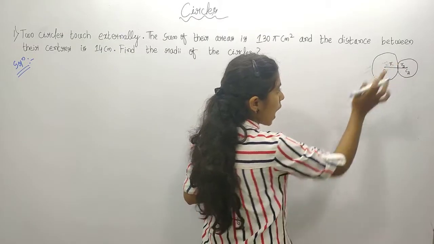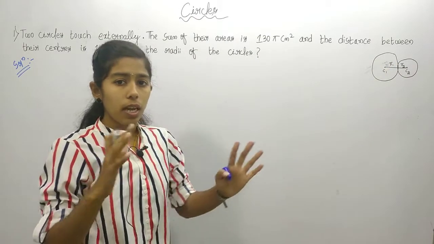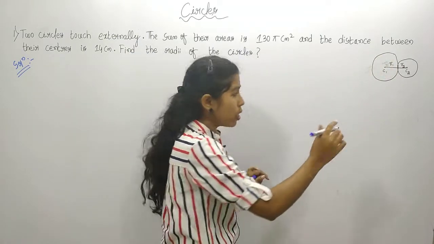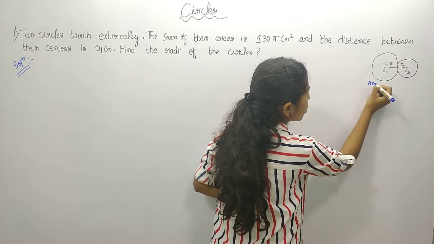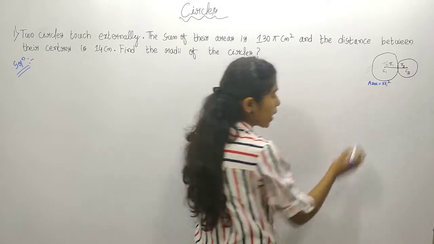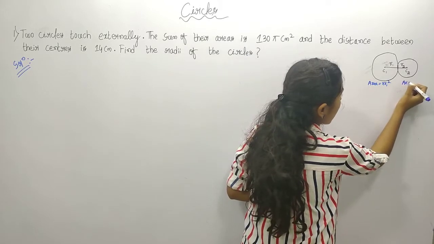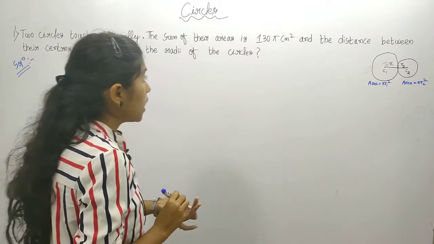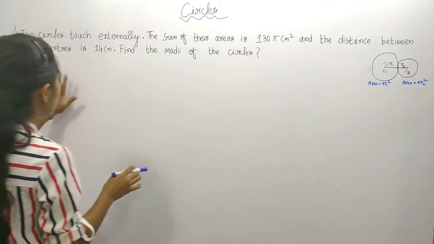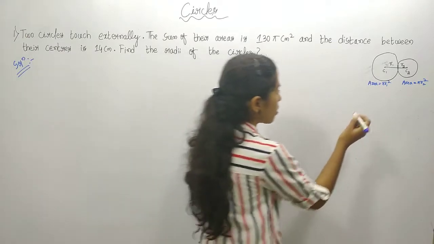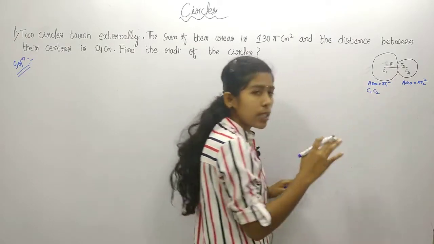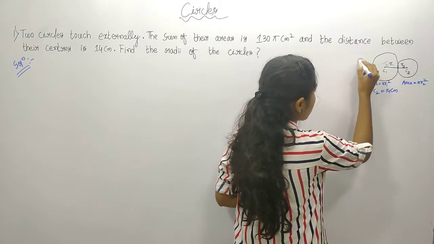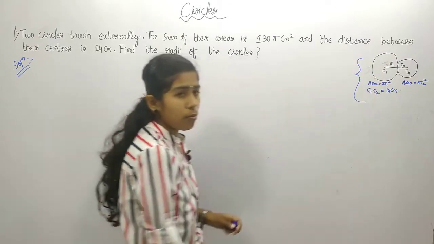Now what about their areas? The normal formula for the area of a circle is pi r square. But here we have taken R1, so its area will be pi R1 square. Similarly, the second circle's area will be pi R2 square. Next, the distance between their centers is 14 cm. That means C1C2 equals 14 cm, as given.